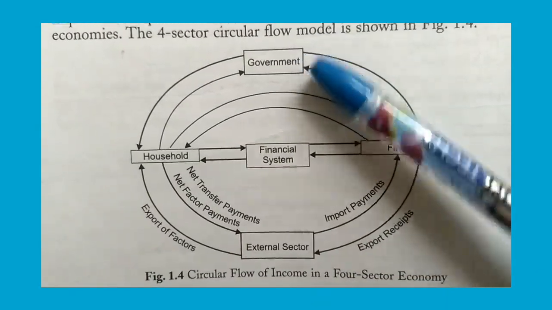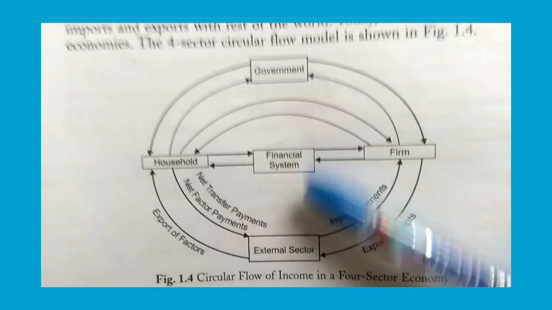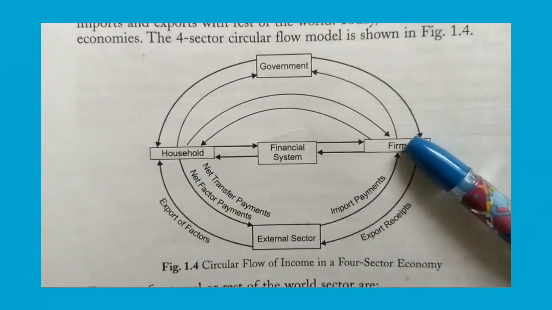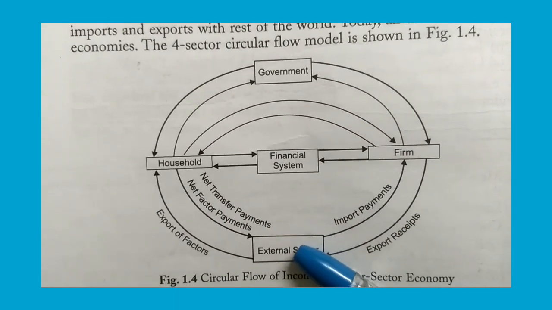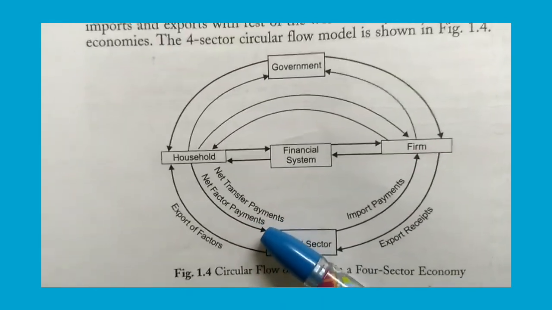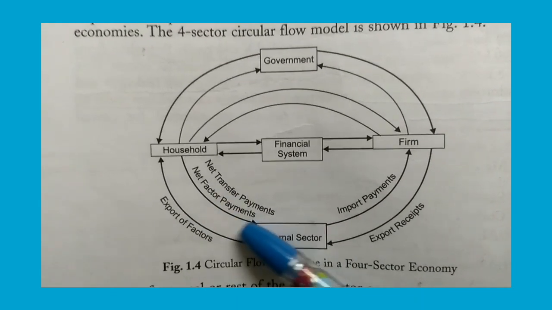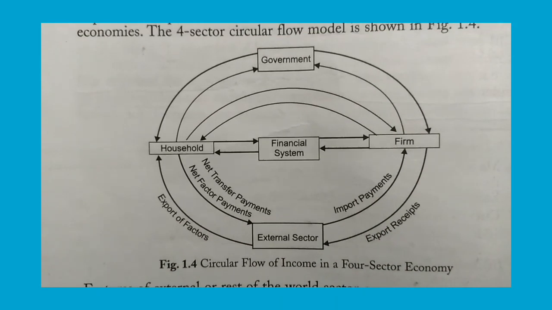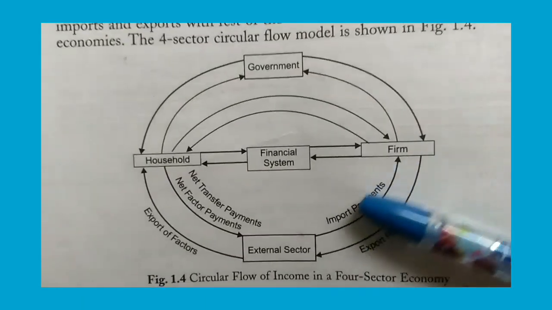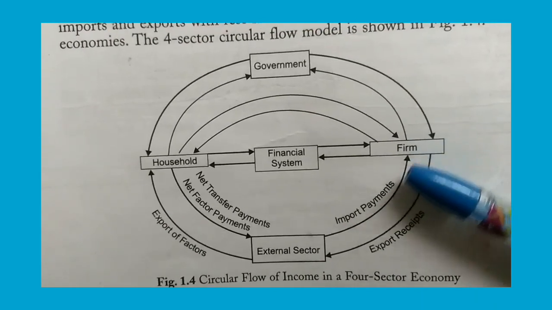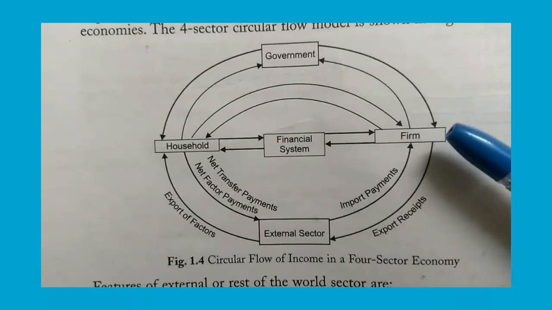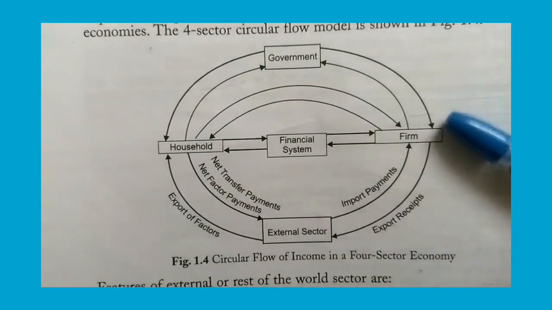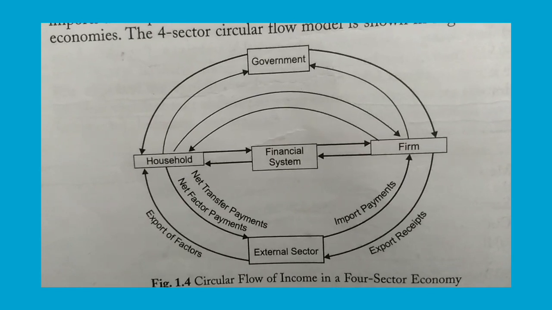The government is also what? The government is getting taxes from firms and the households, and the government is giving transfer payments to households and firms. So this is the external sector. What we can say, the net transfer payments and net factor payments, the imports. We can simply say imports mean income is going outside. Exports mean income is coming inside. So this is the four-sector economy with a financial system.